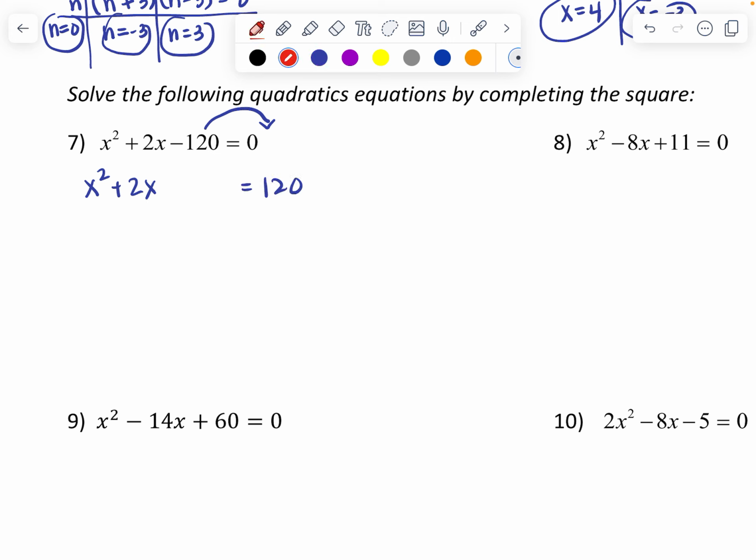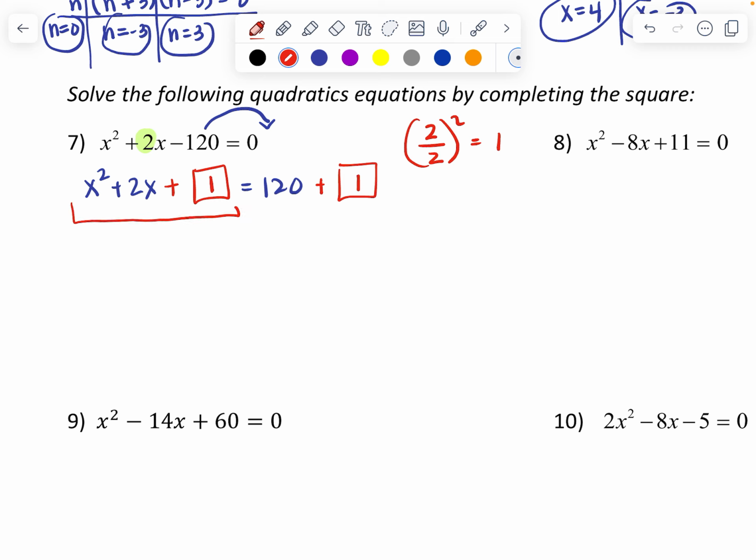Now, because you're completing the square, I'm going to draw a square on the left and a square on the right, and the way to do that is to take your middle coefficient there, the 2, divide it by 2, and square it. So 2 divided by 2 is 1. 1 squared is 1. So that's what's going to complete the square. Okay? Now, what do I have on the left-hand side?